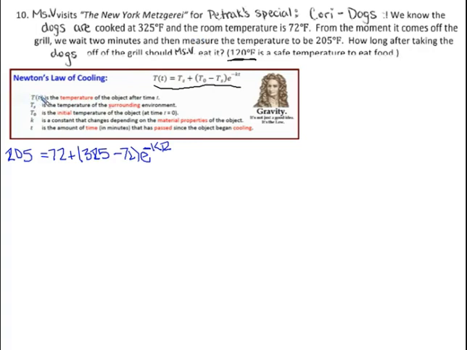T of little t is the temperature of the object after a certain amount of time. They told us that after 2 minutes the temperature was 205 degrees, so we can put 205 into this position and 2 in for that little t value. T sub S is the temperature of the surrounding environment, the room temperature, and they told us that was 72. We can put that in for T sub S in this position as well as this one, since it shows up twice.